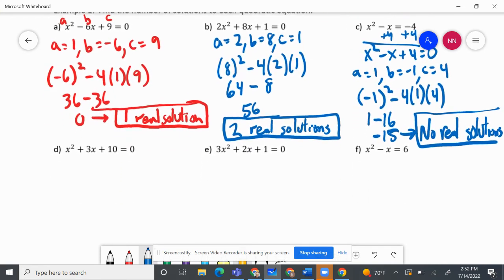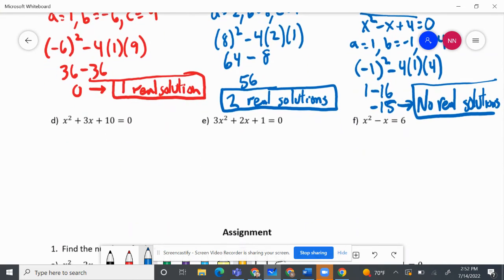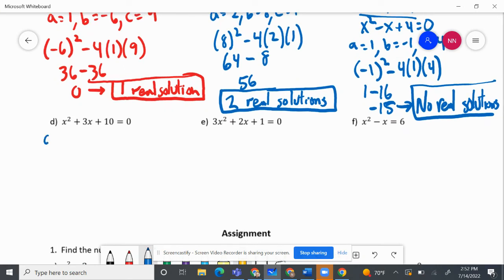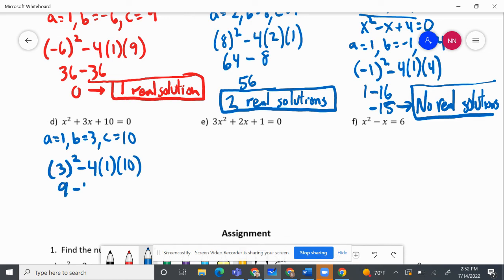Pause the video and try the next 3 on your own and see how you do. So our a value is 1, our b value is 3, our c value is 10. We're going to go 3 squared minus 4 times 1 times 10. 9 minus 40 gives us -31, which means that it is no real solutions.